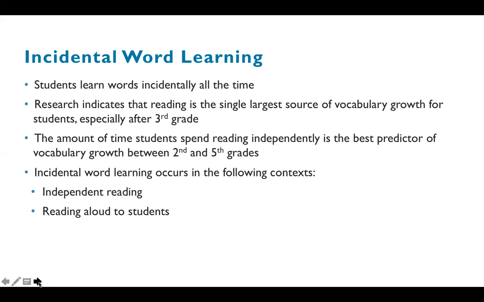The amount of time students spend reading independently is the best predictor of vocabulary growth between 2nd and 5th grade. Incidental word learning occurs in the following contexts: independent reading and reading aloud to students. You as an educator should read aloud to your students at least twice a week. It would be great to be able to do it every week. You'd be modeling fluency, grammar use, new vocabulary, even through upper grades. Even in high school, students should be read to.